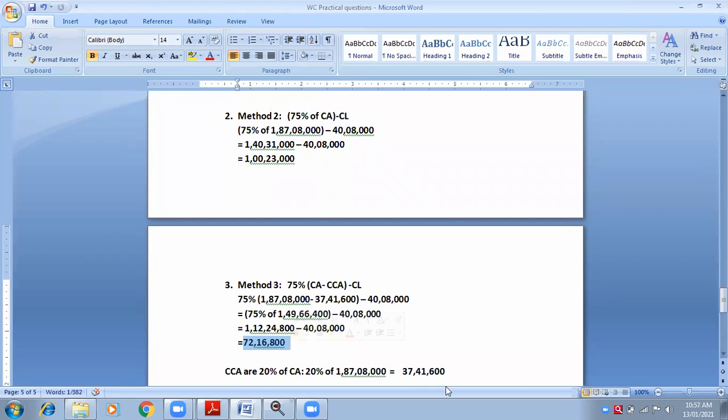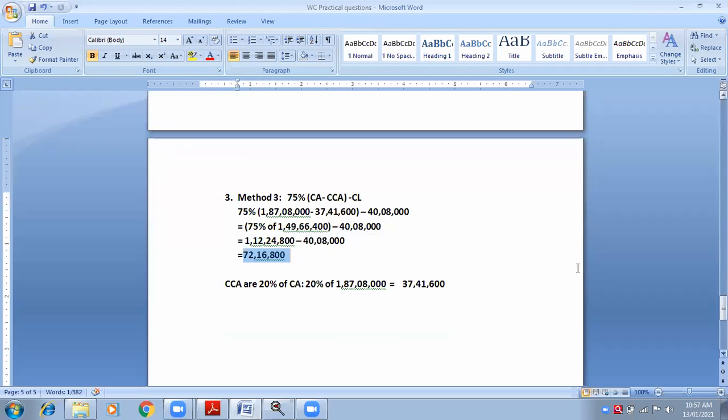Is it clear, everybody? This is how you have to solve 3 methods as per MPBF method. Is it clear? See how simple it is. Net working capital requirement, you know how to calculate. This is what you have already learnt in semester 3, the last semester. So up to net working capital requirement, it is very simple and usual for you. It is nothing new for you.